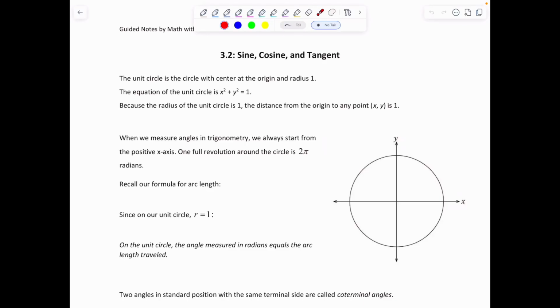This is the video lecture for section 3.2 for AP Precalculus on sine, cosine, and tangent. The basis of our discussion in this video hinges on the unit circle, which we have right here.